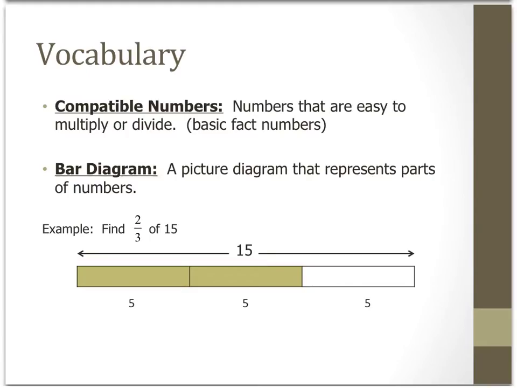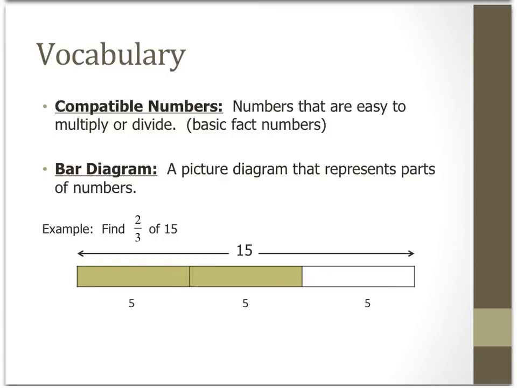To start out our lesson, we're going to again look and focus on some vocabulary. We're going to again talk about this concept of compatible numbers. Again, those are numbers that are easy to multiply or divide, and we've talked about how those are the same thing as your basic fact numbers. A bar diagram is basically a picture, and it represents the part of the numbers that we're working with.